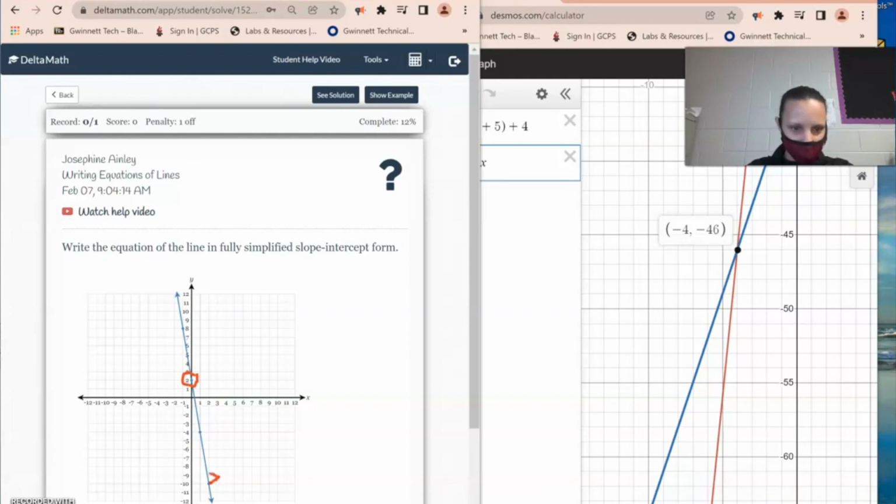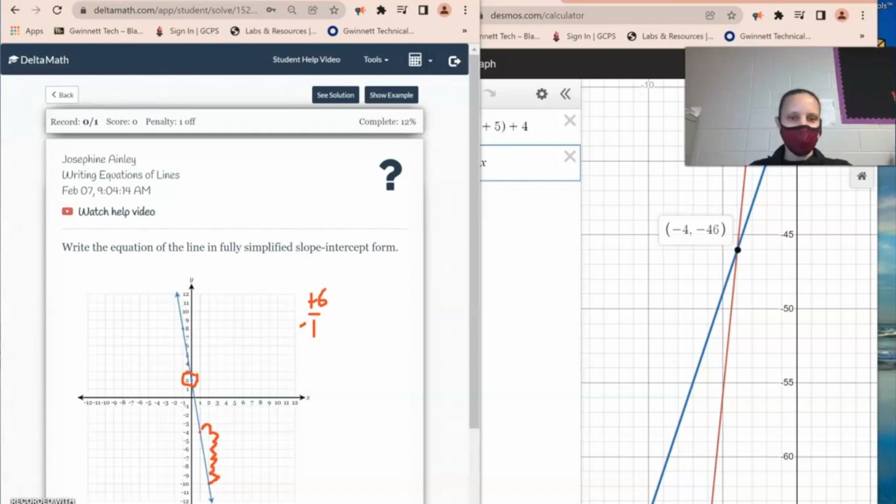So I'm going to rise 1, 2, 3, 4, 5, 6. If I'm going up, it's positive, so it's going to be 6. If you're going down, make sure you put negative. I went up 6, and then I went to the left 1. If I go left, it's negative, and if I go right, it's positive. So do whatever your graph is doing.